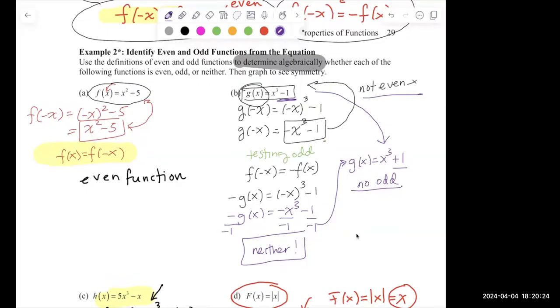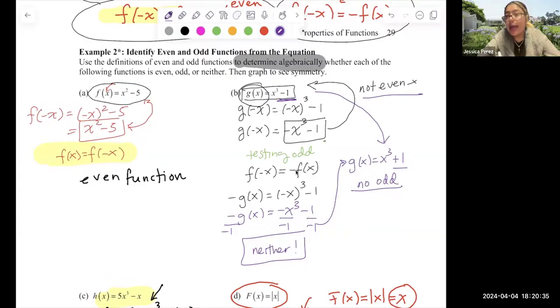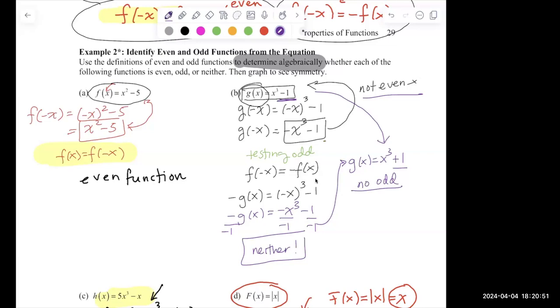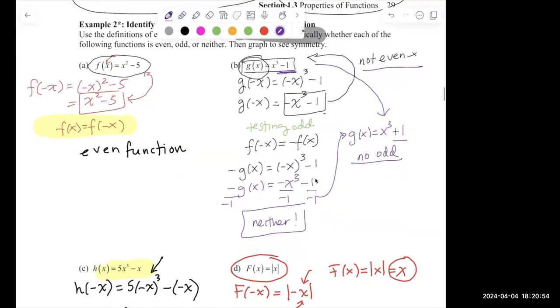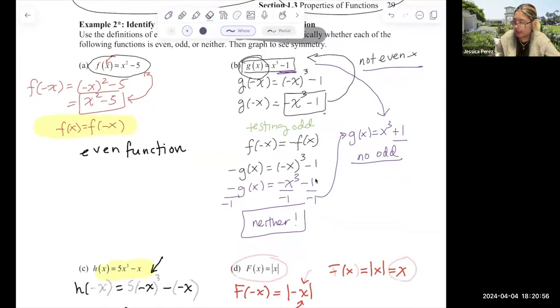I got one question. So for B, if it's not even, then you test the odd right after? Yeah, to try to figure it out, because you're trying to do a process of elimination. You saw it wasn't even, now let's try if it's odd. It wasn't odd and it wasn't even, well then the next case would be neither. Okay. You know what I mean? Yeah. Thank you. So we're gonna do that for the next ones.